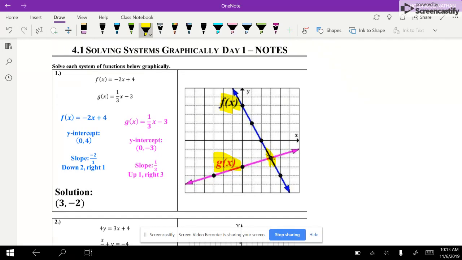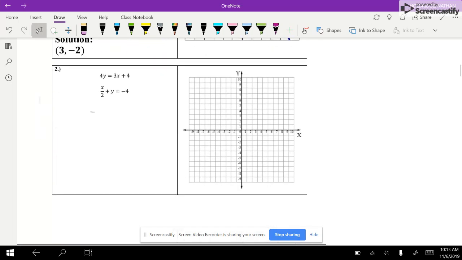So looking at number 2, before I move on, one more quick thing. Did you notice that both of the lines were labeled? That's even more crucial this unit because now I have 2 lines on the same grid. Without labeling them, I don't know which is which. So let's look down here at number 2.